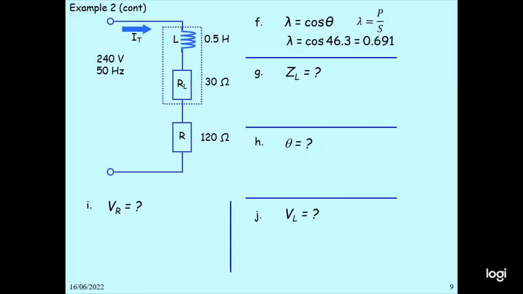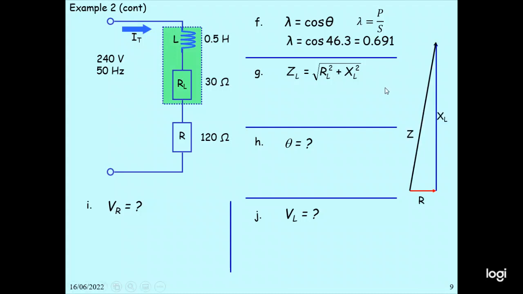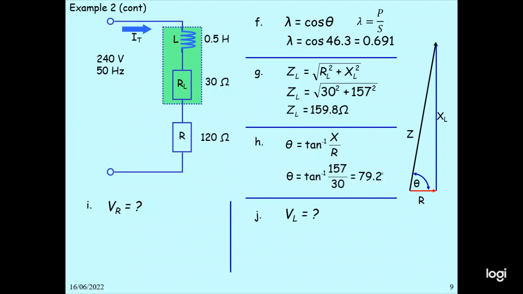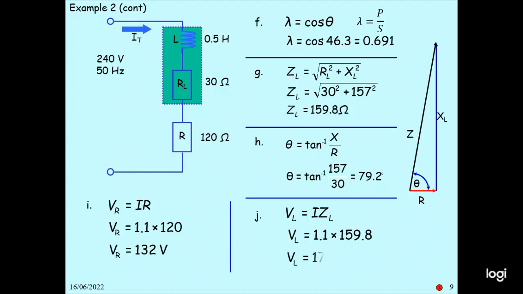Z has to be calculated, square root of R square plus XL square. So this is XL, then the square root of 30 square plus 157 square, you got 159.8 ohm. Theta is tangent inverse XL by R, tangent inverse 157 by 30, you got 79.2 degree. VR equals I into R, so 1.1 into 120, 132 volt. VL equals I into ZL, so 1.1 multiplied by 159.8, 175.8.